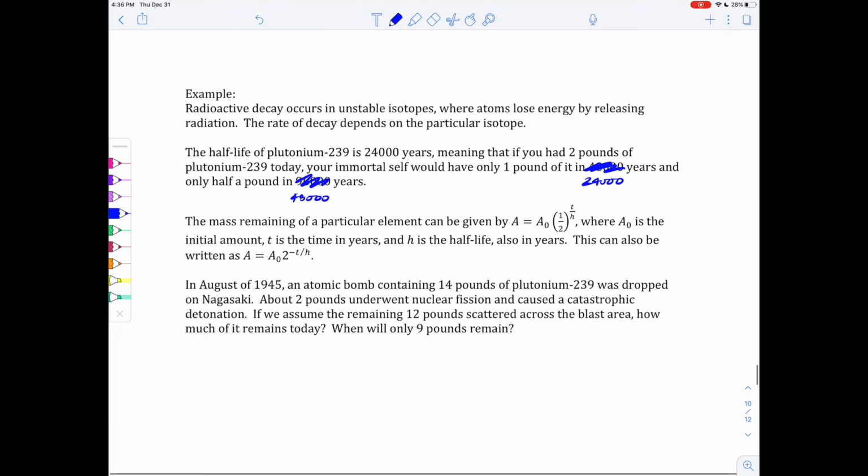And there's another way to write it, which is that, just kind of using exponent laws to play around with that base. So August of 45, August 8th, I think, an A-bomb had 14 pounds of plutonium-239 that was dropped on Nagasaki, which, well, was a doozy in that war.